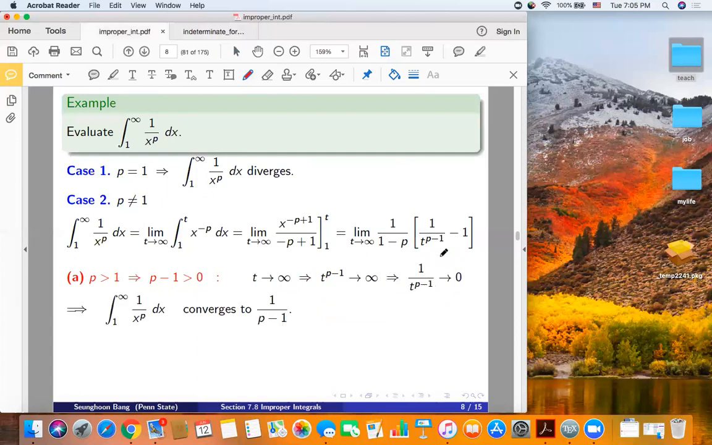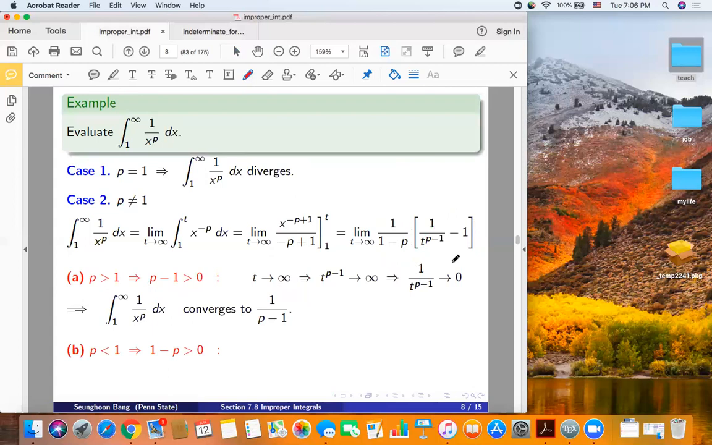So we can apply this one. What happens? This is going to 0. So we have only 1 over 1 minus p times minus 1. We have 1 over p minus 1. Just convergent. Second one, p is less than 1.